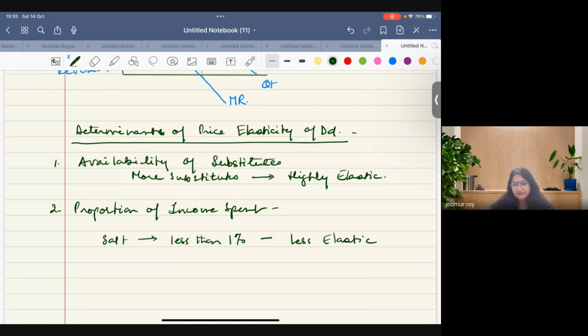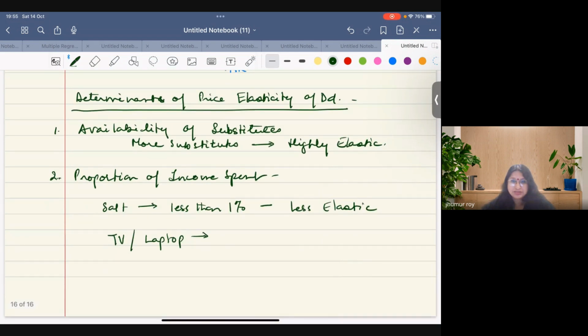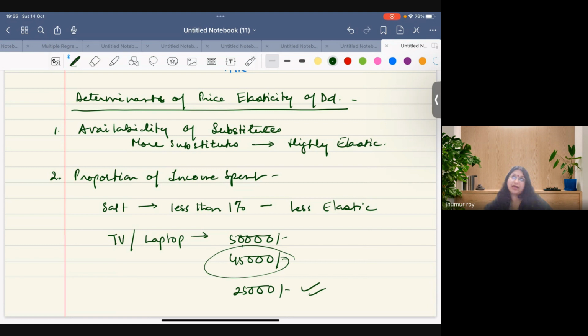But if I talk about a television set or a laptop, here the proportion of income which I'm spending is much larger. Suppose I'm earning maybe 50,000 rupees, and the cost of this laptop is around 45,000 rupees. Now naturally it will matter to me. Suppose there's an offer and this laptop now starts costing 25,000 rupees, I will definitely want to buy it. But when the price was higher, I was thinking, should I buy it? Should I not buy it? It's such a huge amount. Can I actually afford to buy it?